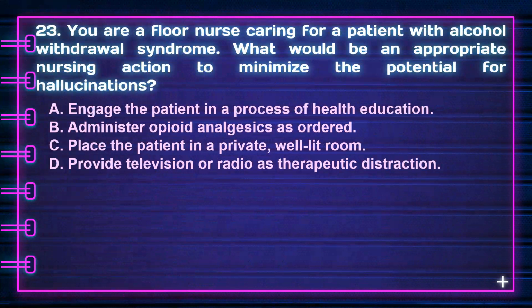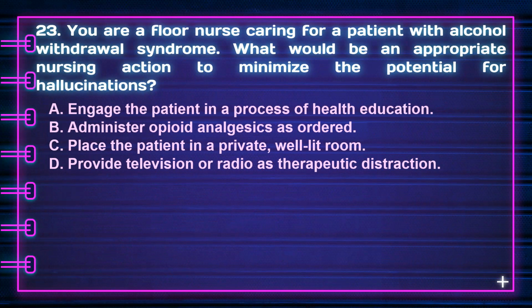23. You are a floor nurse caring for a patient with alcohol withdrawal syndrome. What would be an appropriate nursing action to minimize the potential for hallucinations? A. Encourage the patient in a process of health education. B. Administer opioid analgesic as ordered. C. Place the patient in a private, well-lit room or provide television or radio as therapeutic distraction. The answer here is letter C.